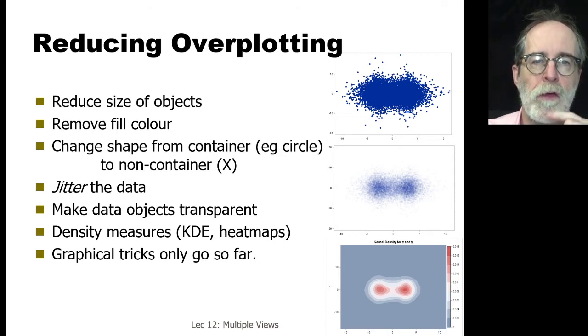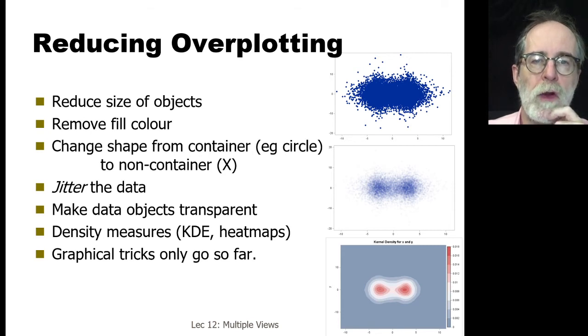Another thing is to change the shape from some kind of container, like a circle or square or triangle, to a non-container, say an X or something. So the location of the point is still depicted directly at the crossing point of the X, but there's simply less extra ink being plotted, or fewer pixels being filled, and you get to see the locations of the points.